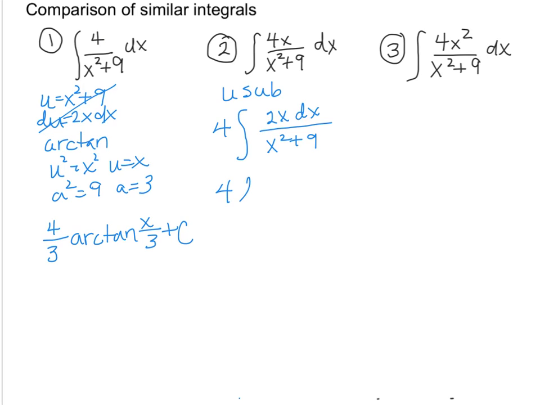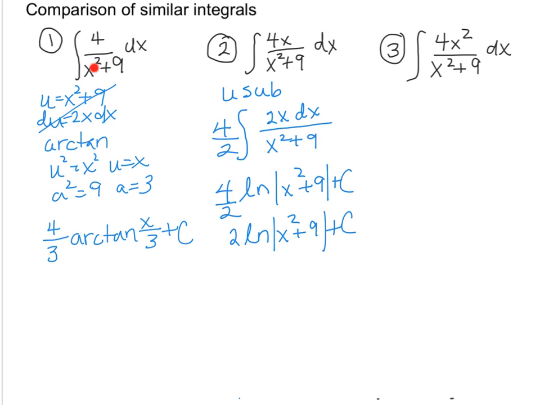So 4 times the natural log, 4 over 2, right? 4 over 2, natural log of the denominator plus c. So this would just be 2 natural log absolute value of x squared plus 9 plus c. Basic u sub. Okay. Now the final one, number 3, you see that on this one this was x squared but no x. This is x squared and an x, so the u sub worked.